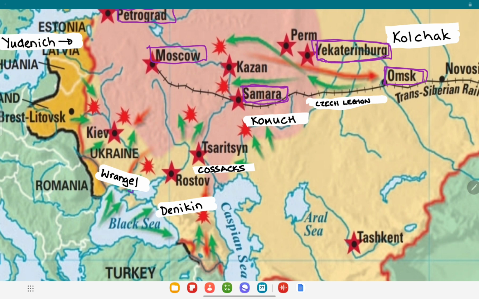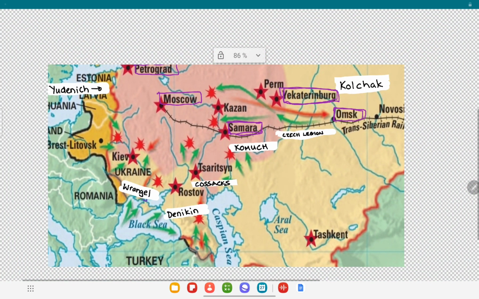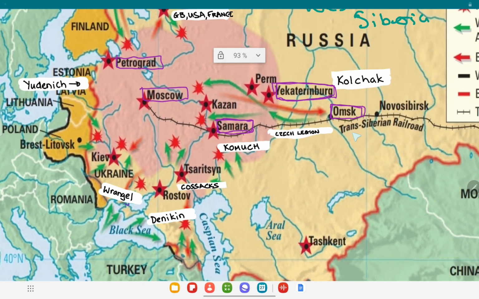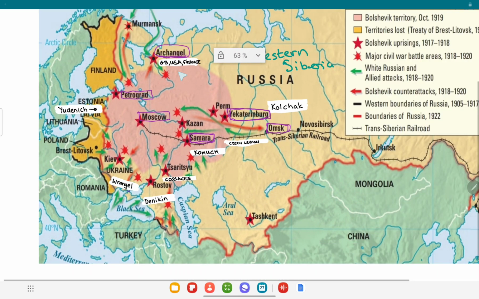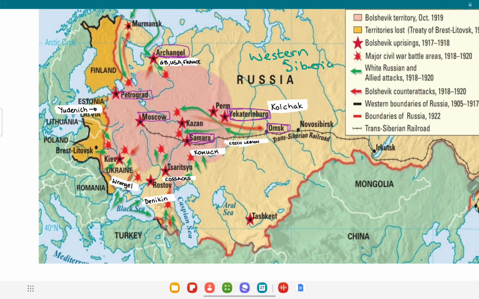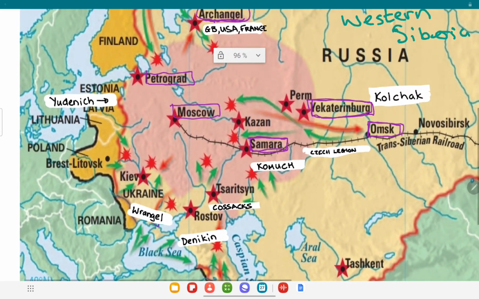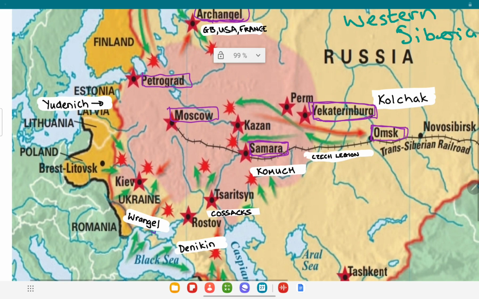Yudenich was acting on his own. Kolchak was fighting with the Komuch and the provisional government of Siberia. The Czech Legion, well, they were just trying to get out of Russia and just got wrapped up in it. The British and the Americans and the French sort of didn't really know why they were there. So it's quite clear from this, you can see, although the Soviets look like they're surrounded, it looks like the area controlled by the Bolsheviks is surrounded, the people who are attacking them on the outskirts are in quite a weak position.